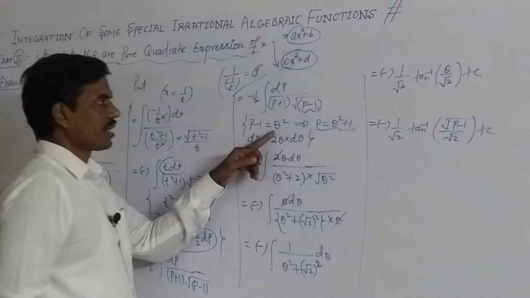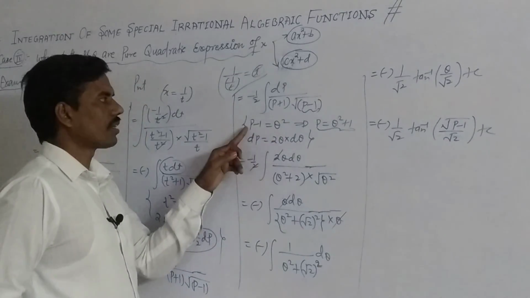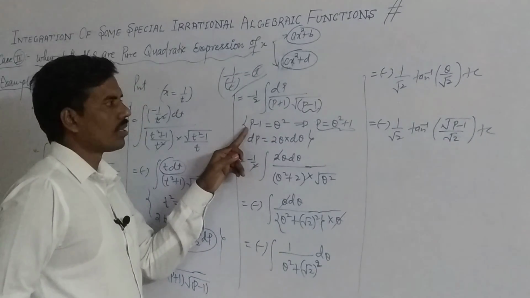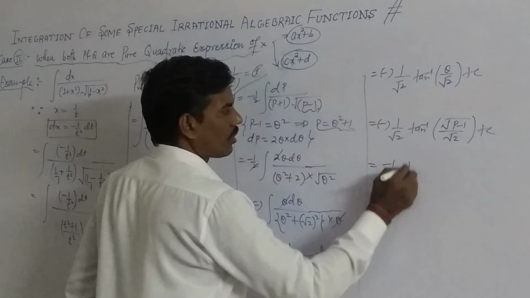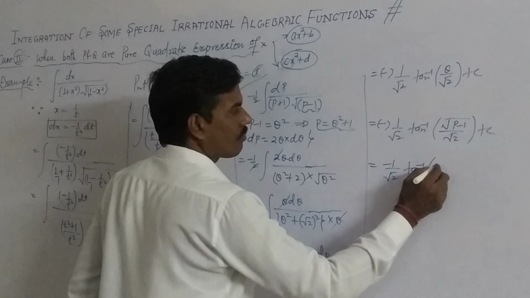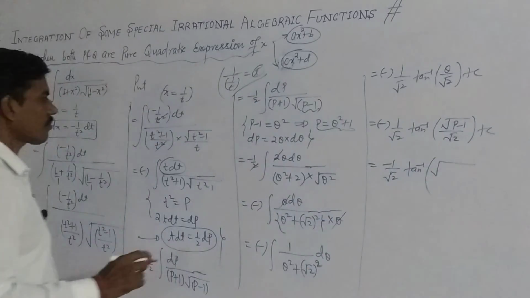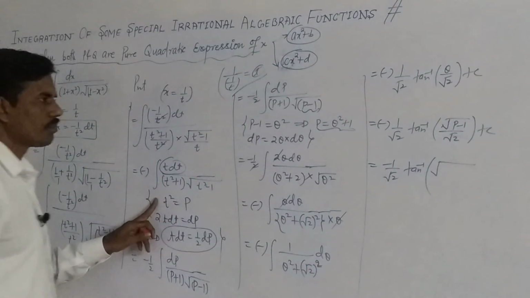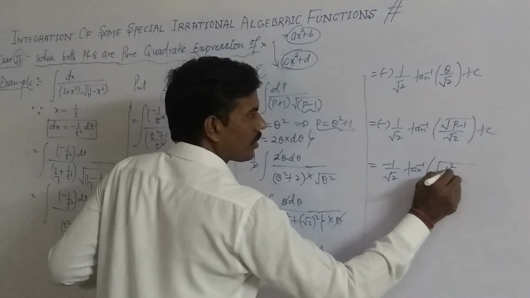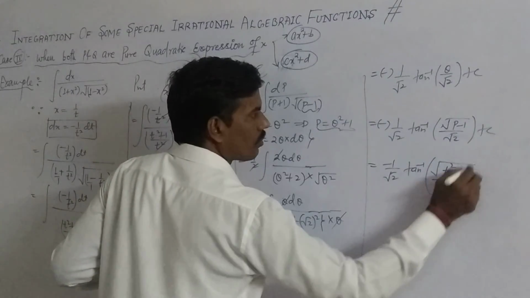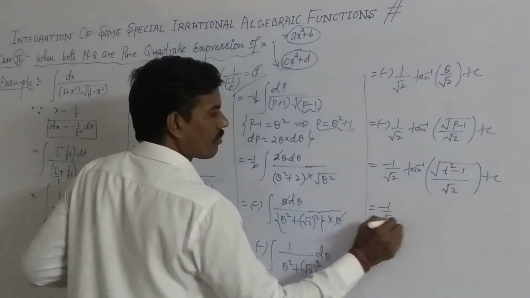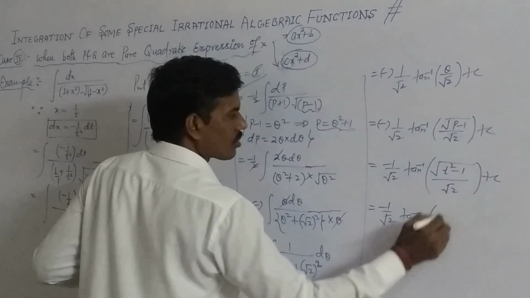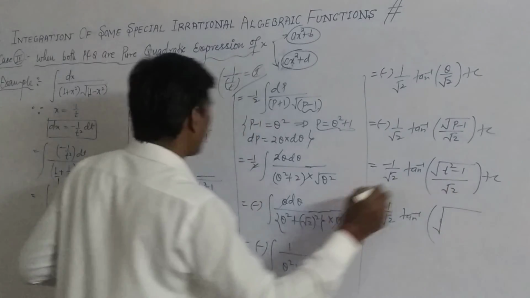Right? Theta is equal to under root of p minus 1 and root 2. And this is equal to minus 1 upon root 2 tan inverse of under root of p minus 1 upon root 2, plus c. What is p? p is t square. This is equal to minus 1 upon root 2 tan inverse of under root of t square minus 1 upon root 2 plus c.